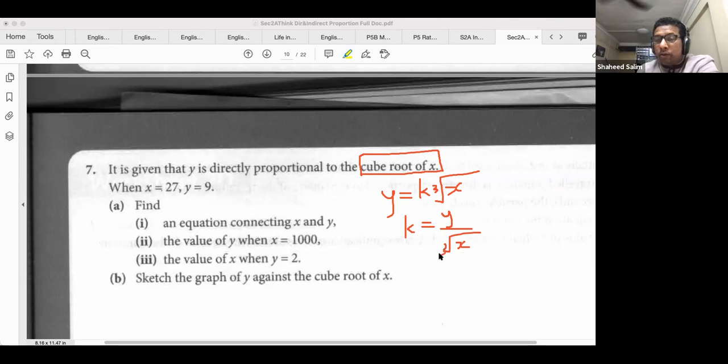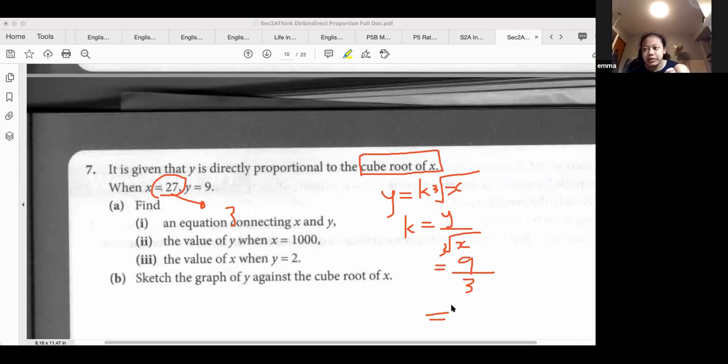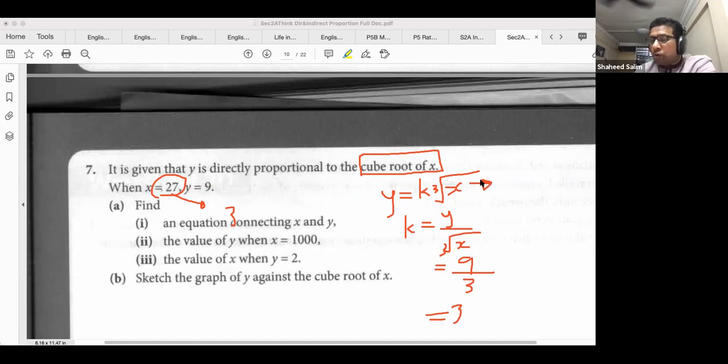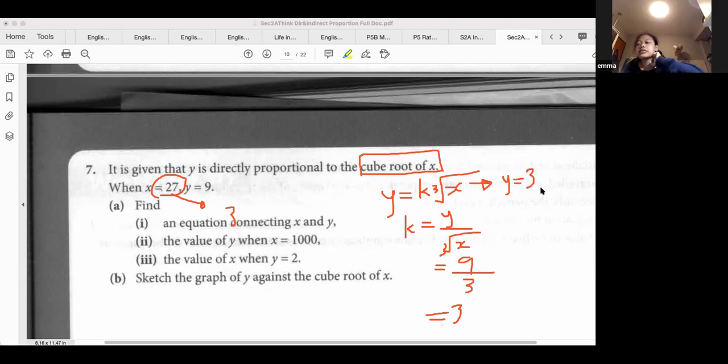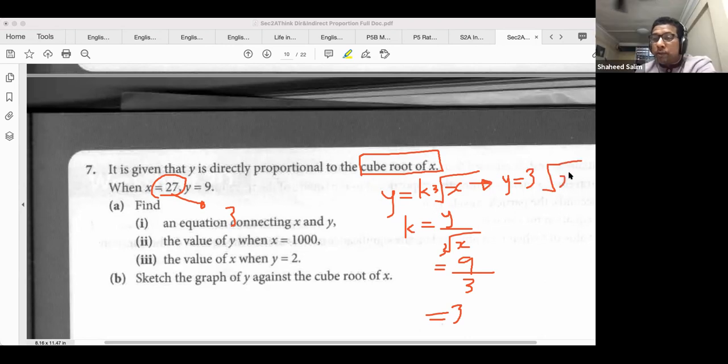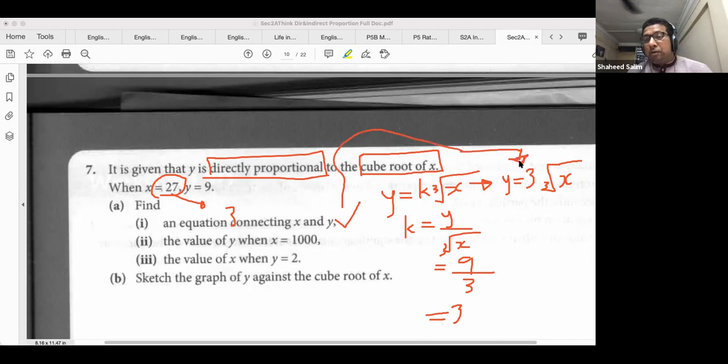Tell me what numbers we divide. What is the cube root of X down here? 3. So now Y is how many? 9. What's your K? 3. Okay, we rewrite this formula. Always we rewrite the equation. So Y equals 3 times cube root of X. No, just no over. Over is for inverse. Be careful. So now the equation you have already done. Here. Easy, no?